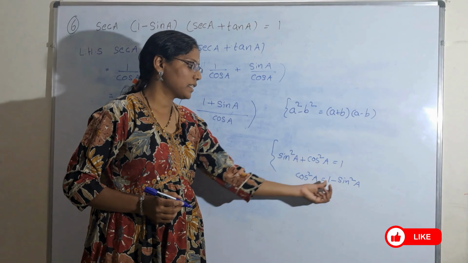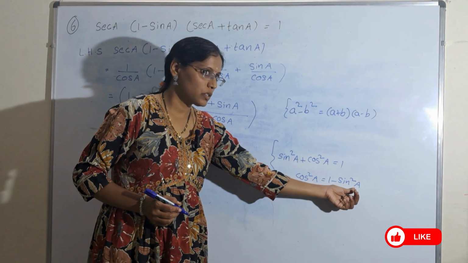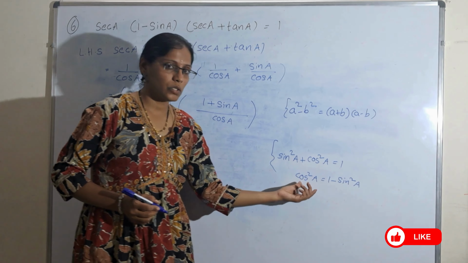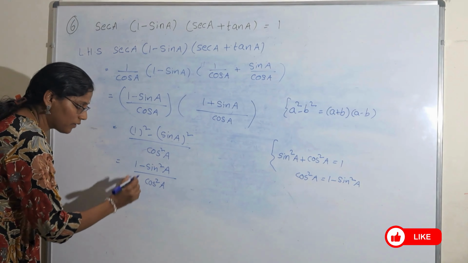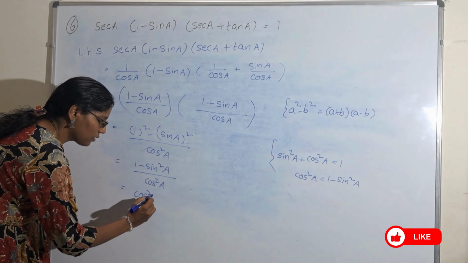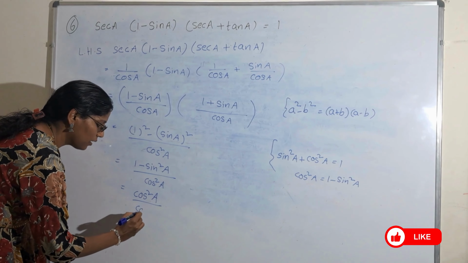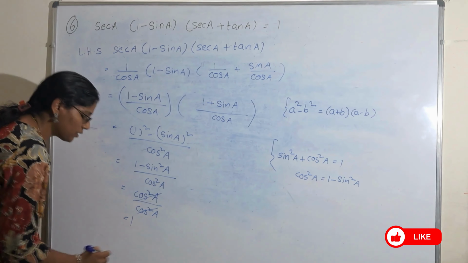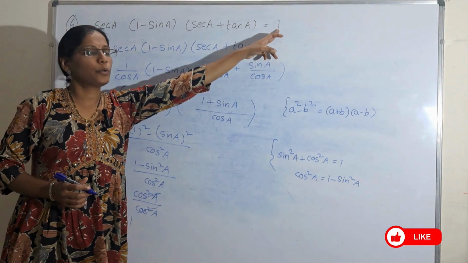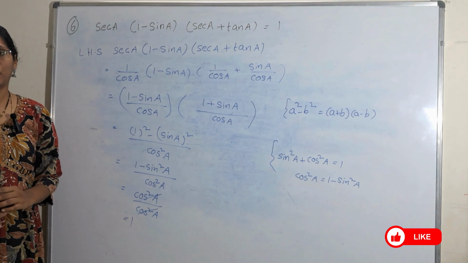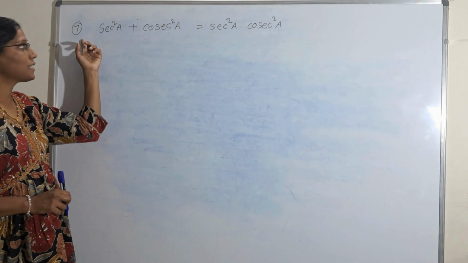Instead of cos A plus, you should write 1 minus sin square A. Here in the numerator I will write 1 minus sin square A plus cos square A. Cos square A by cos square A cancel. Answer is 1. The right hand side we have to prove. So LHS is equal to RHS. Hence proved. Next problem is the 7th one.